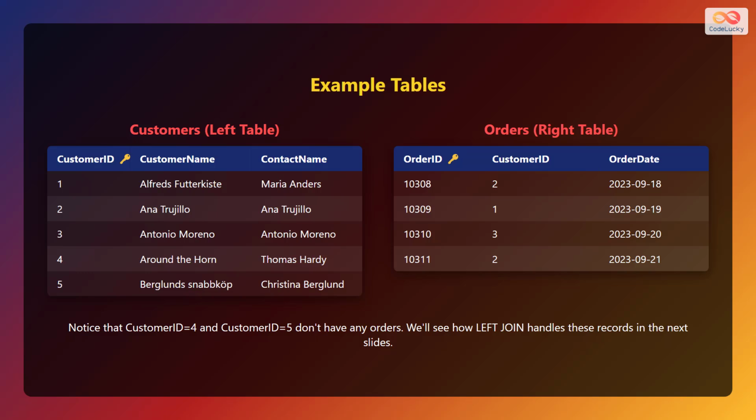Let's look at example tables to understand how left join works. Consider a customers table as our left table, with columns like customer ID, customer name, and contact name. Then we have an orders table as our right table, with columns like order ID, customer ID, and order date. It is important to note that customer ID 4 and customer ID 5 don't have any orders. We will see how left join handles these records in the next slides.